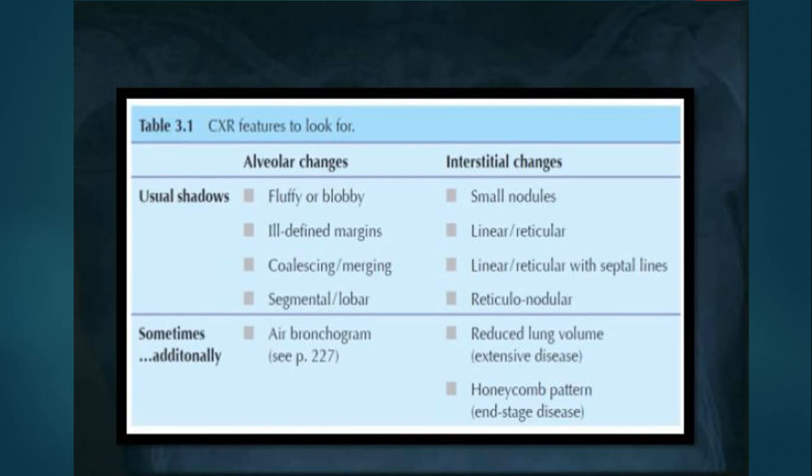Sometimes an extra finding is air bronchograms. You see it in airspace disease. We will talk about that later. While in the interstitial changes, you see evidence of reduced lung volume because the parenchyma that supports the airspace is involved. Okay, and you can see a honeycomb pattern, which usually indicates an end stage disease. It's a very bad lung.